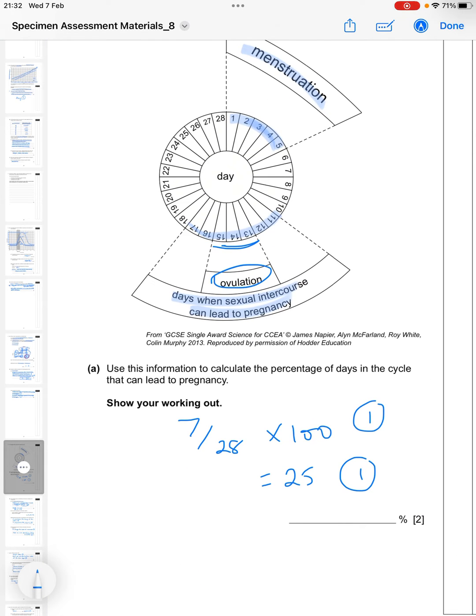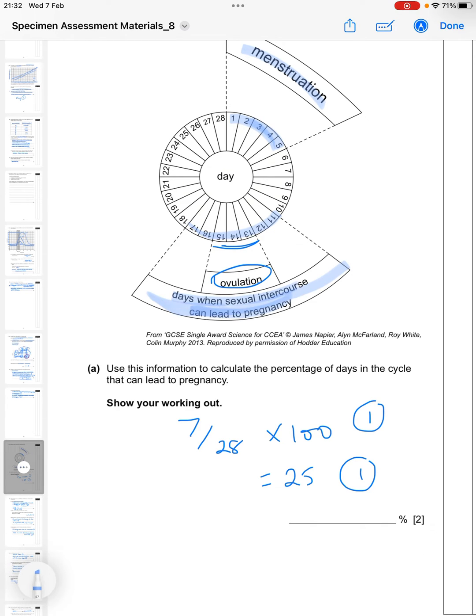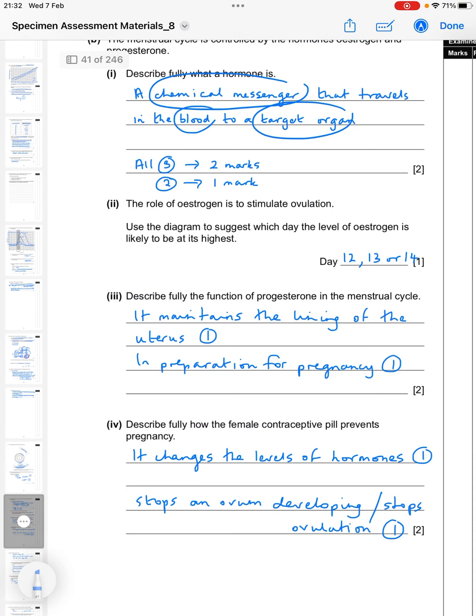Okay. So use the information to calculate the percentage of days in the cycle that can lead to pregnancy. So this section here, which when you count it is from 11 to 17, which is 7 days, out of the total of 28 days, so 7 divided by 28 times 100 is 25%. 7 is a quarter of 28, so it's 25%. 1 mark for showing how you worked it out, and 1 mark for getting the right answer.